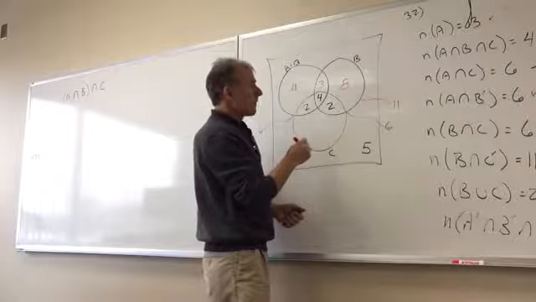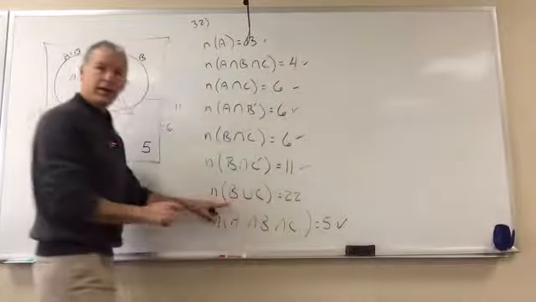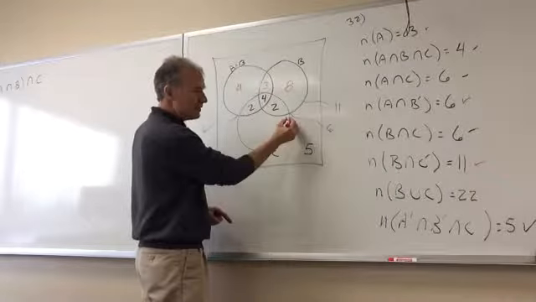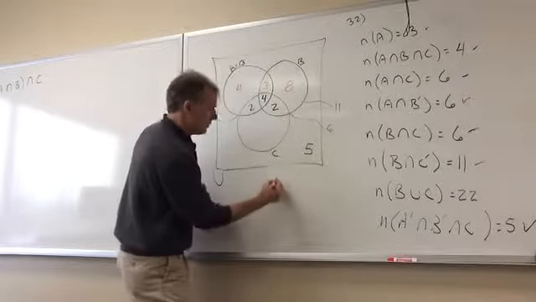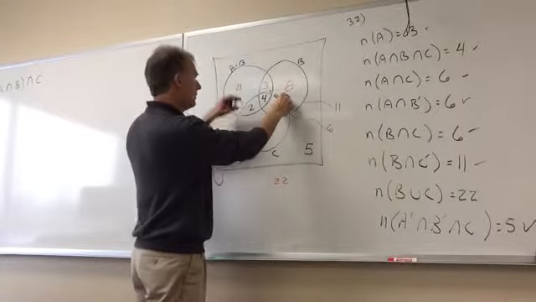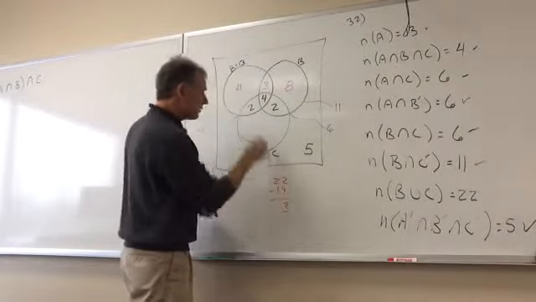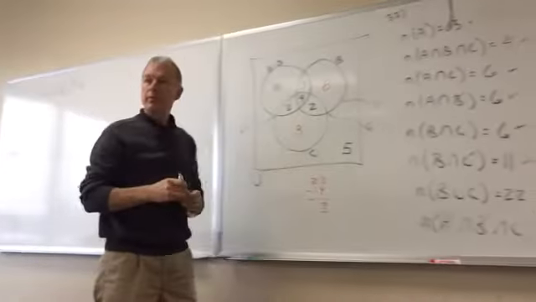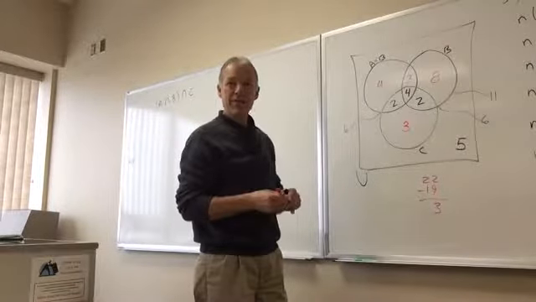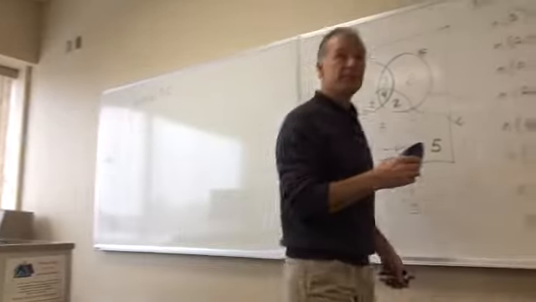Okay, and now we just got that one. Now we can use this one here. There are 22 inside of B and C, right? And I can account for 19 of those, right? So there must be 3 in here. How's that? Okay. Can I go ahead and erase it?